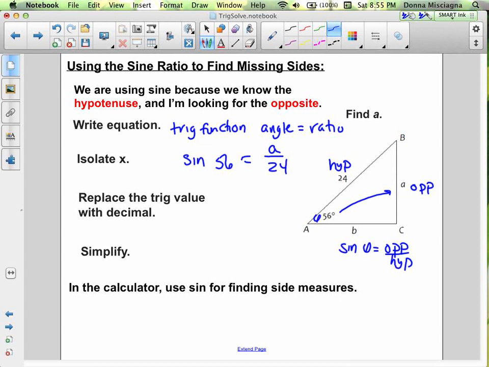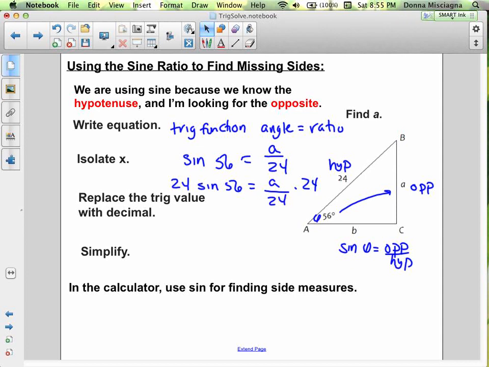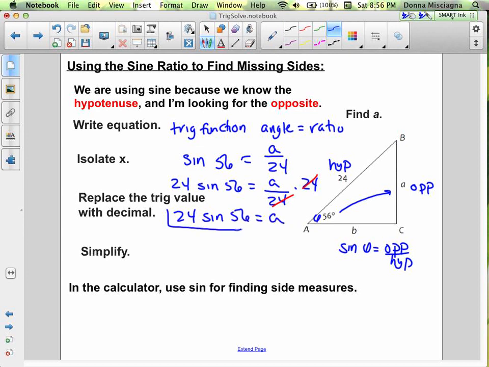So that's going to be A divided by 24. We want to isolate A, which means we have to multiply both sides by 24 to cancel out that 24, because that ratio means we have A divided by 24. What's the inverse of dividing by 24? Of course, it's multiplying by 24. And if we do it to one side, we've got to do it to the other. So we have 24 sine 56 equals A divided by 24 times 24. This will cancel, so now we have 24 sine 56 equals A.